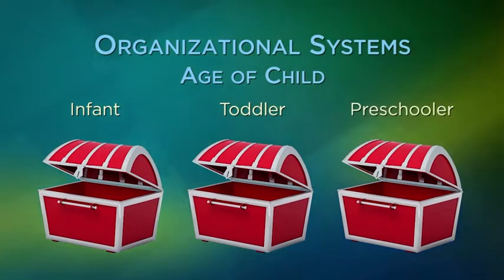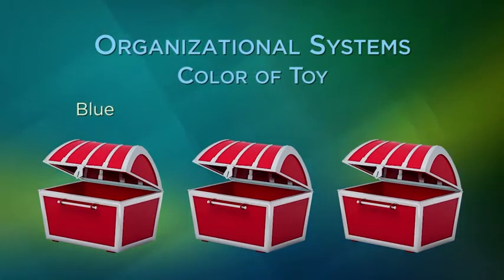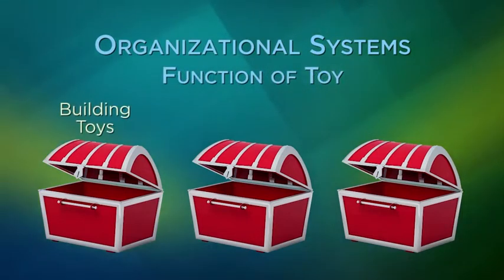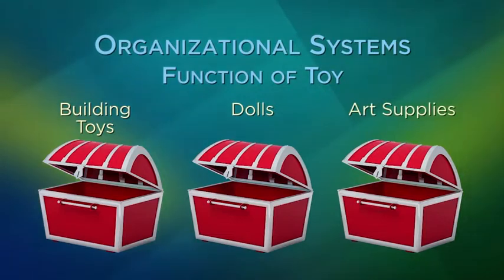Or you could organize by color. One box for blue toys, another for red toys, and a third for black toys. Or you could organize by function, with a box for building toys, another for dolls, and a third for art supplies. Your organization method, age of the child, color, or function, that's the variable. The labels on the toy boxes, those are your values.